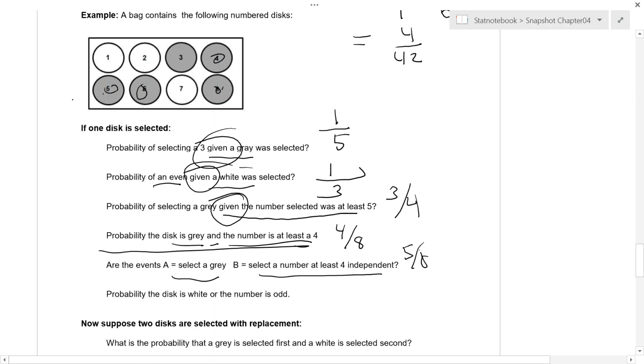Now, if you select a gray disk, then what happens is the probability is changing, because if you have a gray disk, then 1, 2, 3, 4 out of 5 chances of it happening, known as gray, meaning if one event affects the other, and the event here is selecting a gray disk, it will affect the probability of getting at least a 4, because if it's gray, at least a 4 is 1, 2, 3, 4 out of 5.